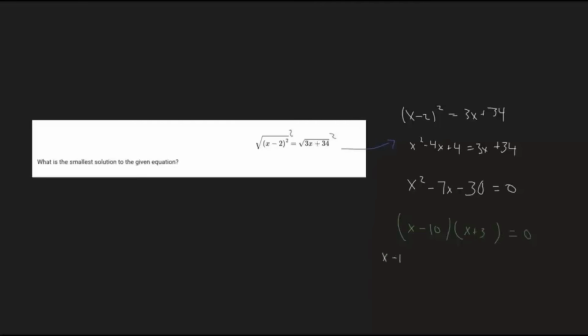So we have x − 10 = 0 and x + 3 = 0. And so we can find that x = 10 and x = −3. And so it wants the smallest solution to the given equation. And so we can clearly see that negative 3 is smaller than positive 10, and therefore negative 3 is going to be our answer.